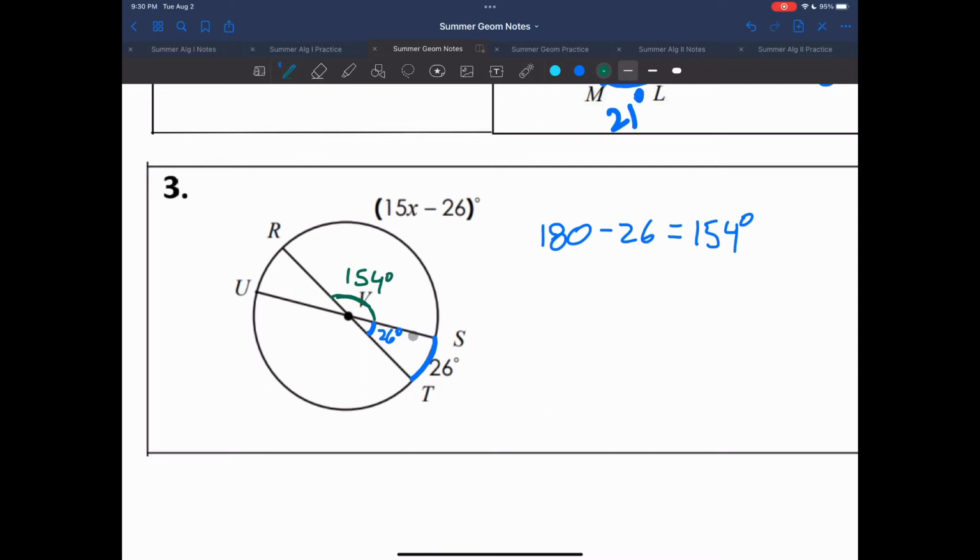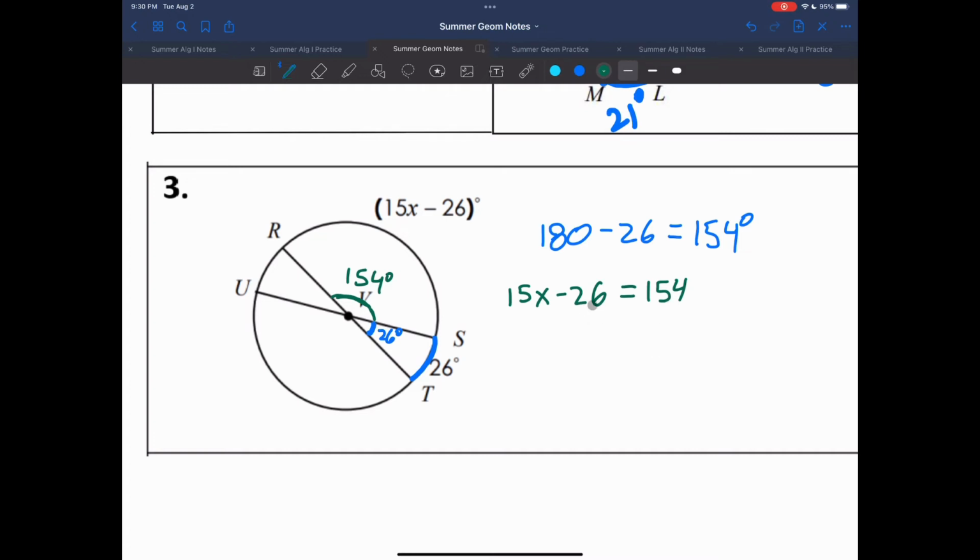Okay, so maybe you see how we can make an equation now. So we couldn't set this equal to this because they weren't equal, but can you see now that we can set this equal to 154 because that arc does equal that angle. So that is a logical equation. Let's do it. So the math we are doing is 15x minus 26 equals 154. And now we solve for x.